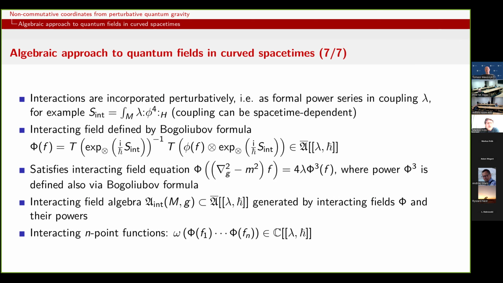So one thing one can show is that it satisfies the interacting field equation. For example, if you have the Klein-Gordon field, then on one of the first slides, I said that the free algebra needs to be factored by P phi of f with the free phi. And now for the interacting phi, one can show that one doesn't get 0 on the right-hand side, but the part from the interaction that one would like. So for example, if one has phi to the 4 interaction, then one gets 4 phi to the 3 on the right-hand side. And this power is then again defined by the Bogoliubov formula.